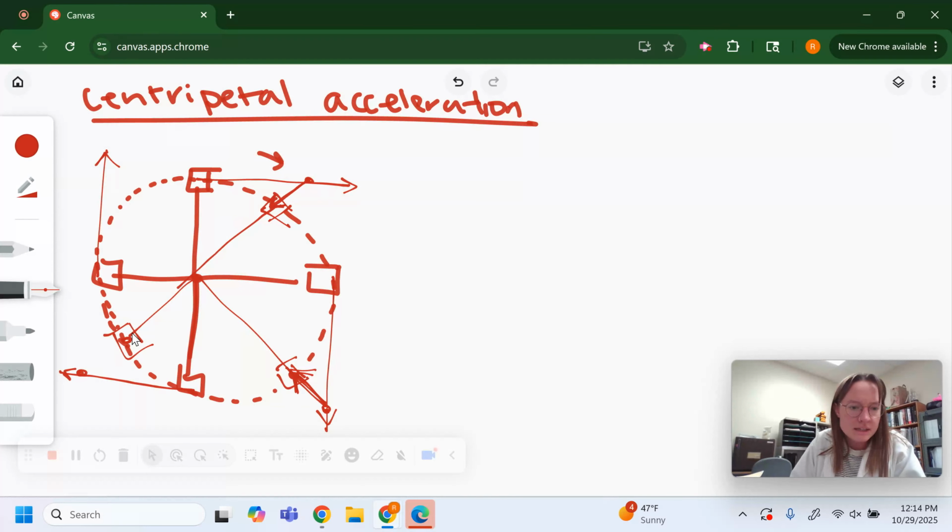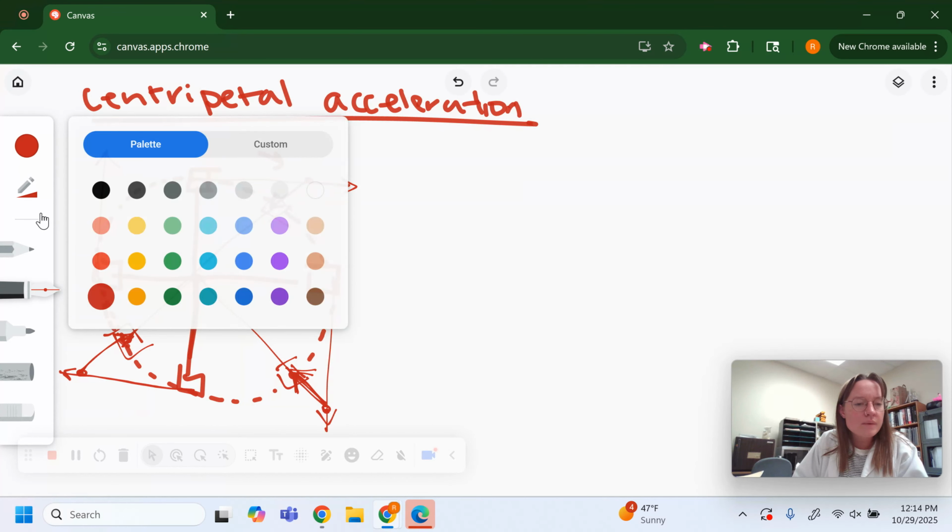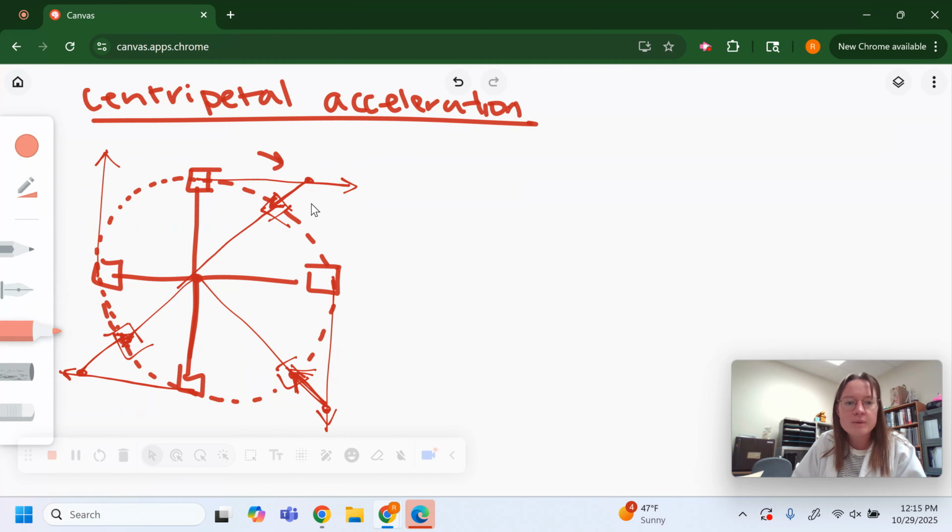So it gets pulled this way. Do you notice that the rubber stopper is always, all the way around the circle, and I'm going to highlight this in a lighter color for you so that you can see it. Do you see how the rubber stopper is first pulled this way, and then pulled this way, and then pulled this way? Notice, it is continually, all around the circle, getting pulled back towards the center of the circle. This is the direction of centripetal acceleration.